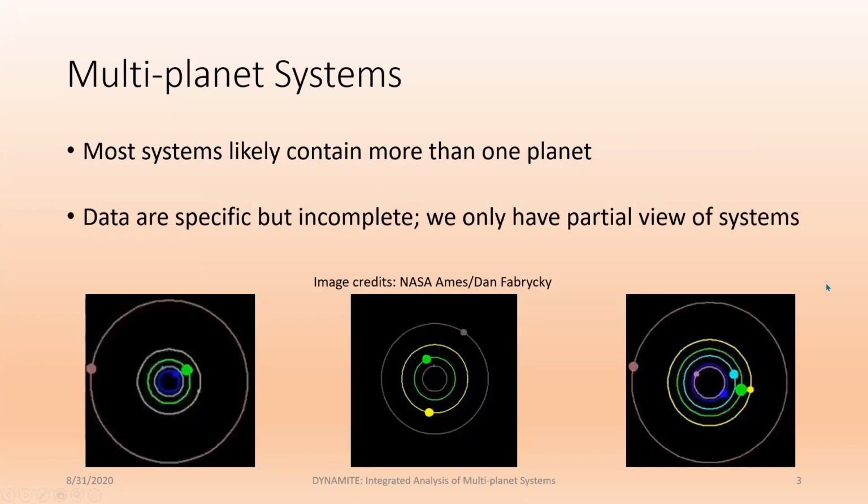Most systems we now know likely contain more than one planet. However, due to the observational biases that limit our search, the data we can gather from these systems are often incomplete. From what we can observe, we can make very specific statements regarding the parameters of these systems, but we still only have a partial view.